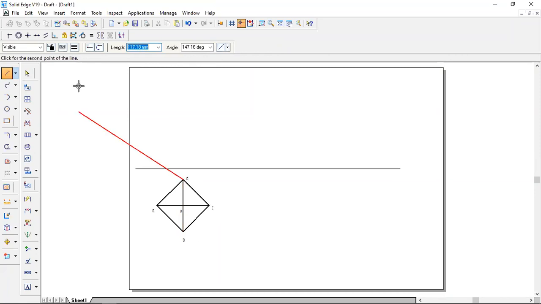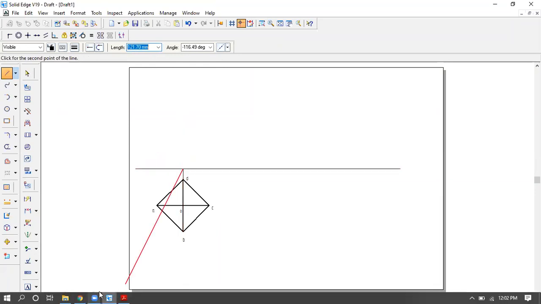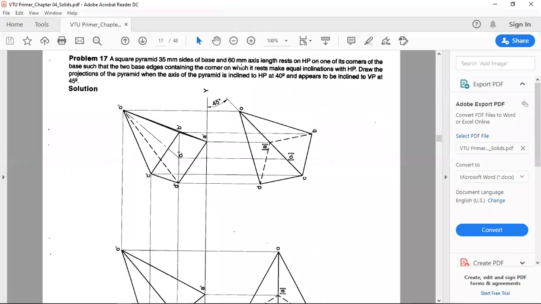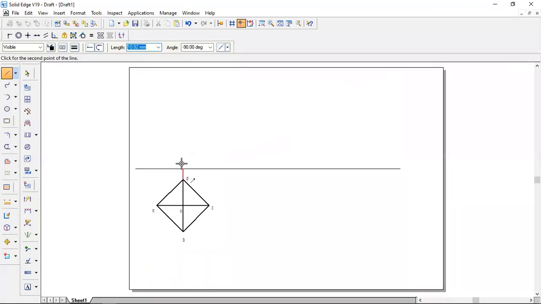Then project up to this point, because the projection should be 1.13. Then from there, what is the axis length given? I have given that the axis length is equal to 60 mm. So, a square pyramid with base 35 and axis length 60 mm. Go vertically to a length of 60, enter.